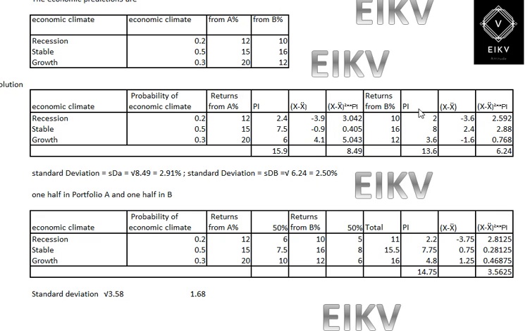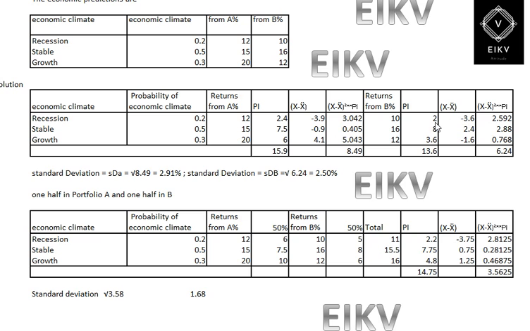Going ahead with the return of B, it would be 10, 16 and 12. When we multiply it with the probability, we get 10 into 0.2, 16 into 0.5 and 12 into 0.3. We get 2, 8 and 3.6, and when we take the total it will be 13.6. So 13.6 is the return of security B, and after computing the X bar we need to compute X minus X bar.